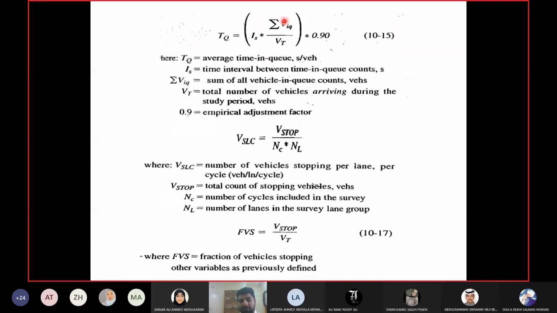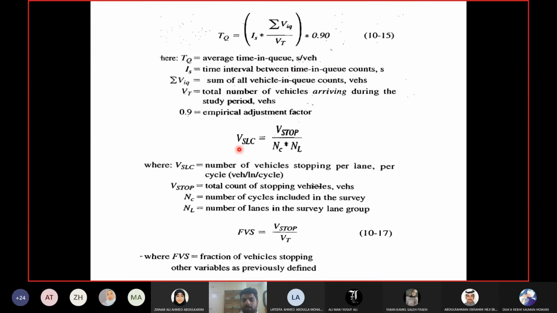So one observation from observer 1 is VIQ. After 10 minutes or 15 minutes or after the end of the survey period, he will have multiple observations. So you take all the observations and you add them, you will get the summation of VIQ. Summation of VIQ is the addition of all the values coming from observer 1. Then 0.9 is a constant, an empirical factor, it will not change. So this is the time spent in the queue by each vehicle.